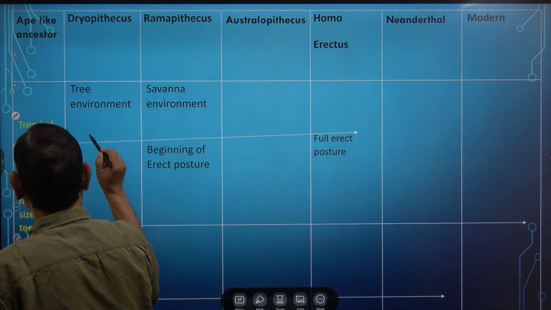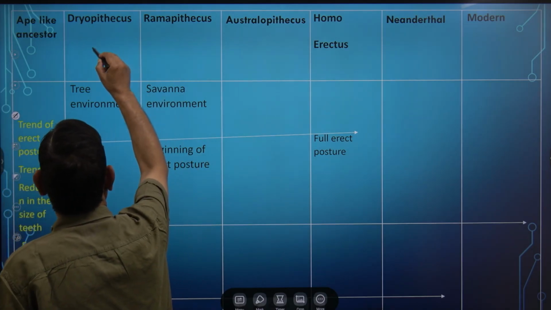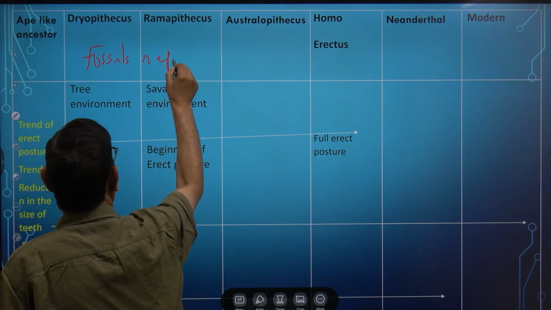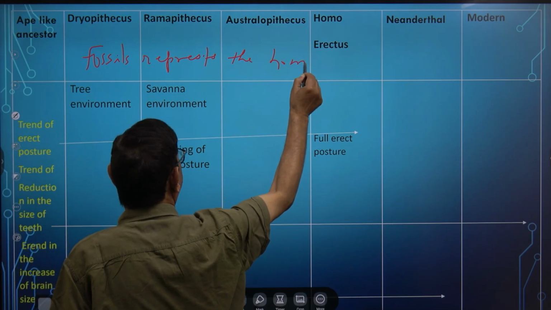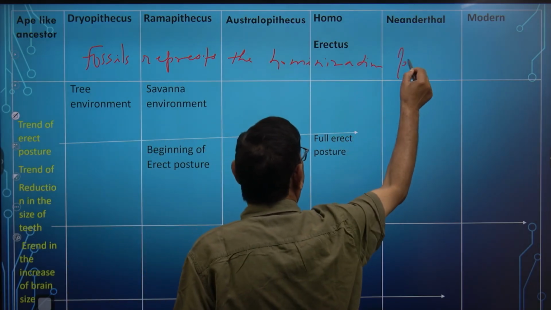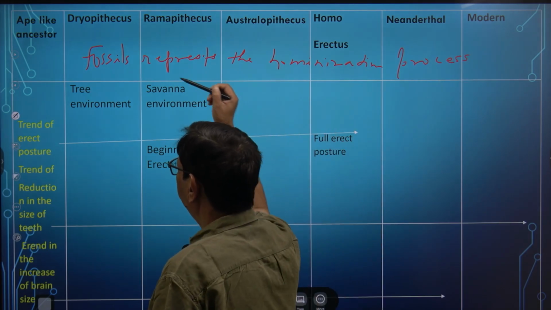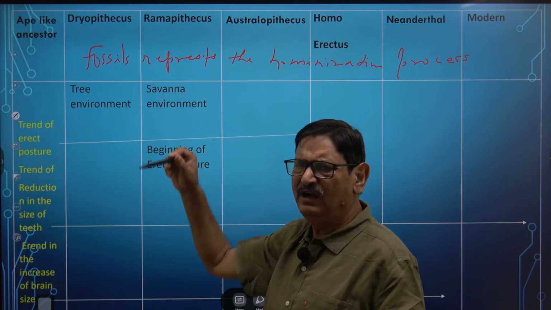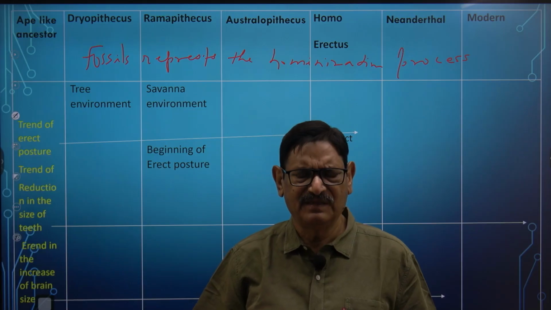Fossils represent the hominization process, that is, a structural modification towards man. These are the fossils. Actually, we humans have evolved from ape-like ancestors.